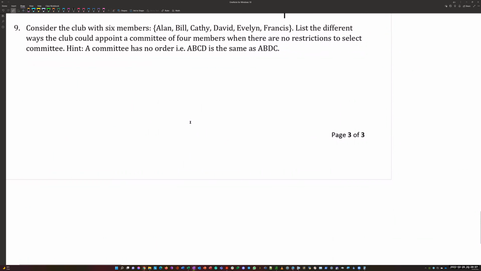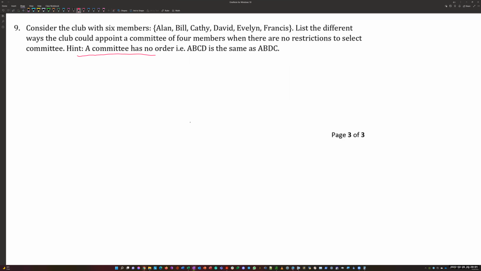Consider the club with 6 members: Alan, Bill, Kathy, David, Evelyn, Francis. List the different ways that the club could appoint a committee of 4 members when there are no restrictions to select a committee. Hint, a committee has no order, i.e. A, B, C, D is the same thing as A, B, D, C. Do you understand what he's saying here?